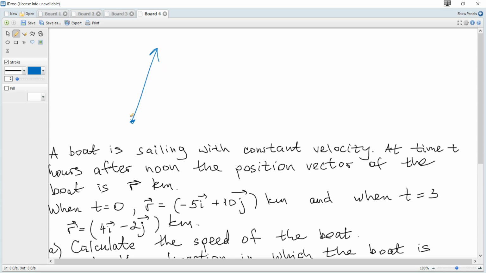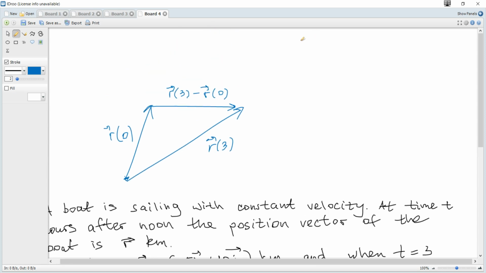There is some origin somewhere and a position vector at t is 0, and at t equals 3 there is another position vector. If we connect the end points, this vector is directly the difference of two vectors, r at 3 minus r at 0, and it's the displacement vector. Displacement divided by time gives us the required velocity vector. So the velocity vector is just r at 3 minus r at 0, divided by time, which is 3 hours.